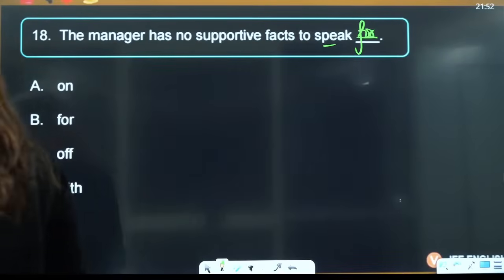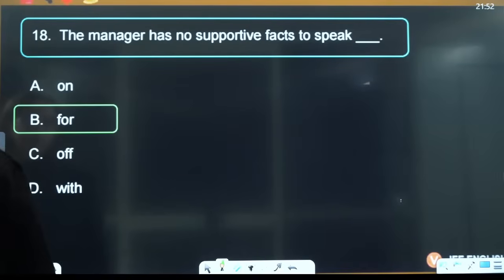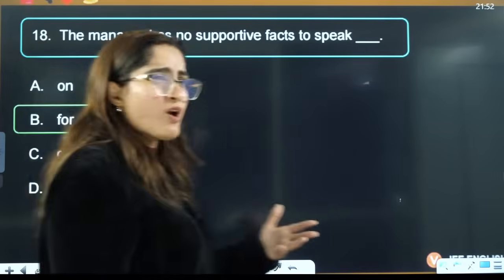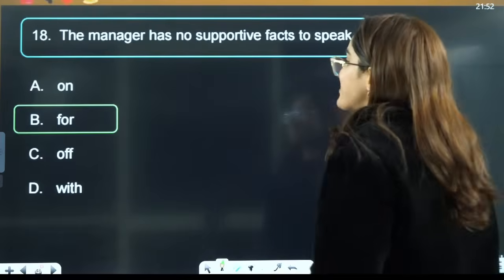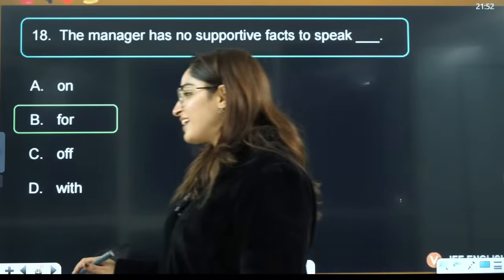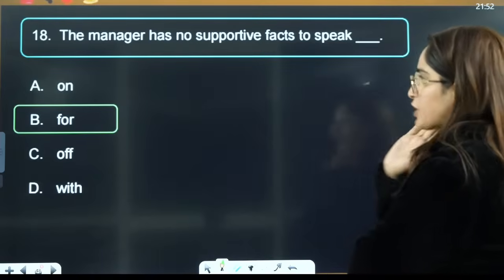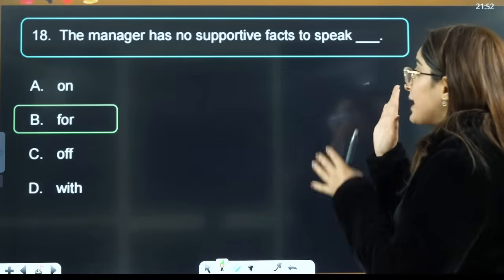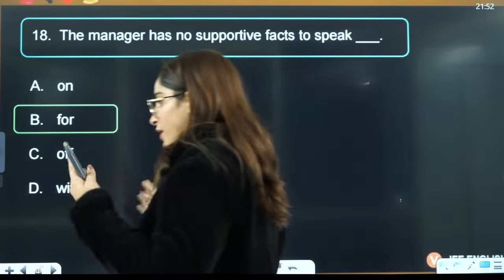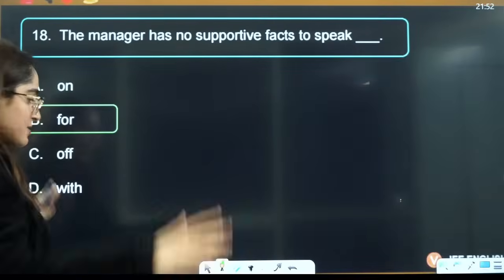He has no supportive... speak off is not the correct answer, right? Now I know some of you will say, ma'am, speak off is also possible, speak on is also possible. But it is speak for: he has nothing to speak for.